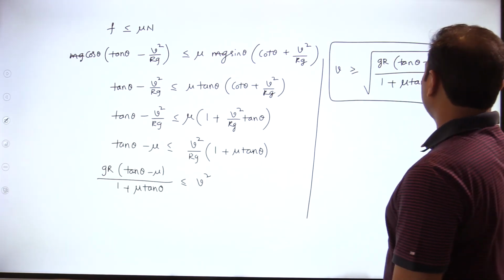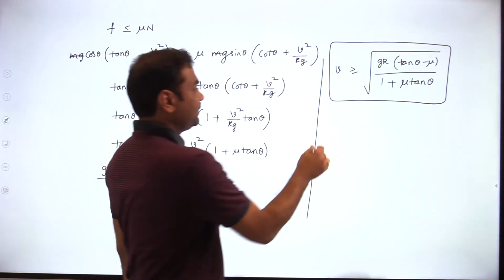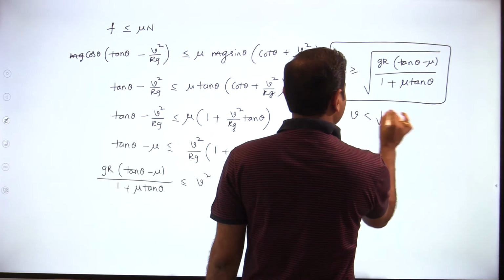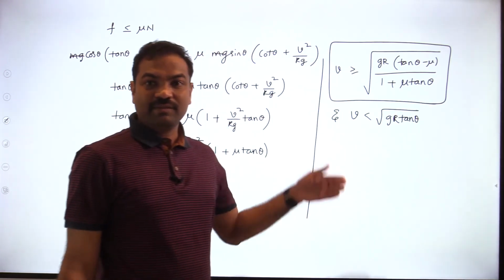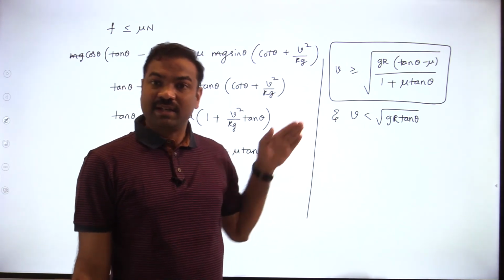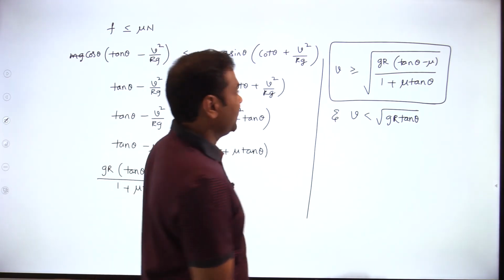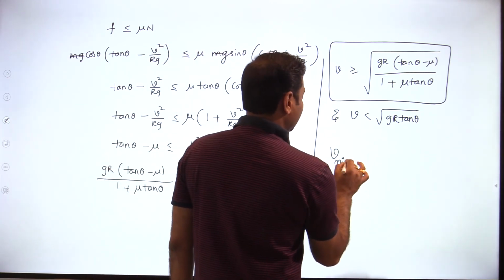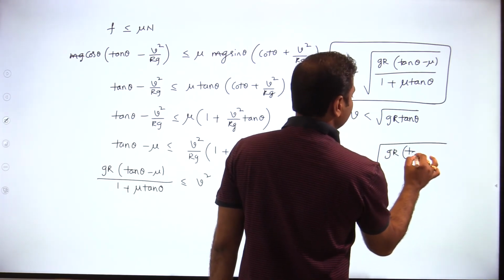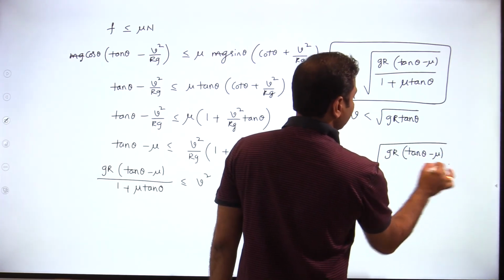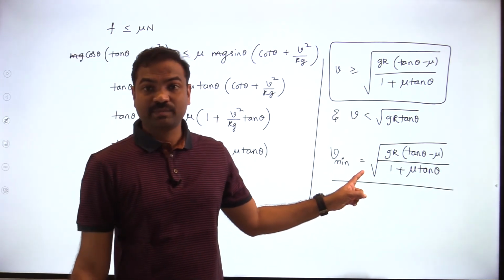This is the value. V should be greater than or equal to this. At the same time, v value is less than root gr tan theta. We are talking about v value less than root gr tan theta. When v is less than root gr tan theta, it has to take the circular turn. Then what less value can it maintain? It can maintain the minimum value. Minimum value of speed is root of gr into tan theta minus mu by 1 plus mu tan theta. Got it? This is the minimum speed it has to maintain.